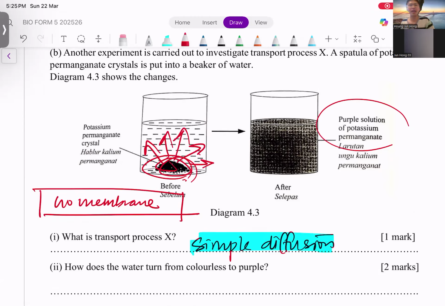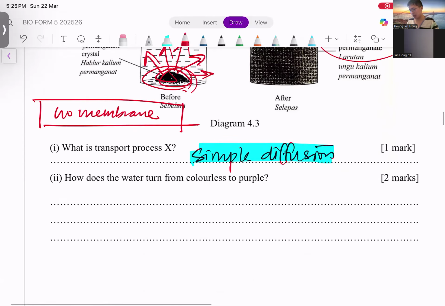Remember, any normal diffusion outside of the biological context, outside of a membrane, is just simple diffusion. Your mom cooks in the kitchen, you smell it, that's simple diffusion, because the smell diffused. The next one: how does the water turn purple? Very simple, because the thing over here dissolved and diffused towards the rest of the water.